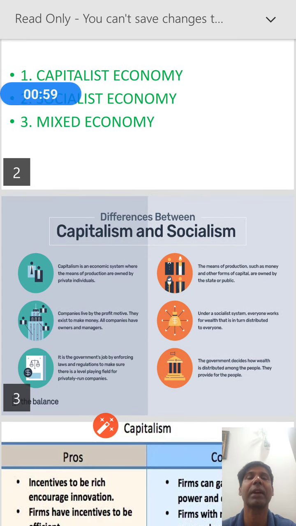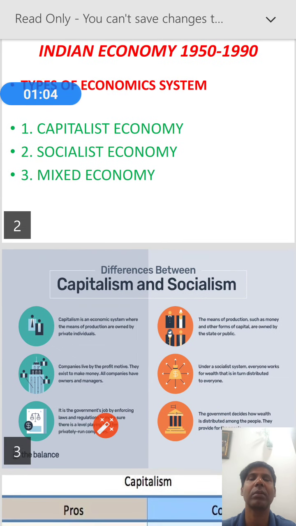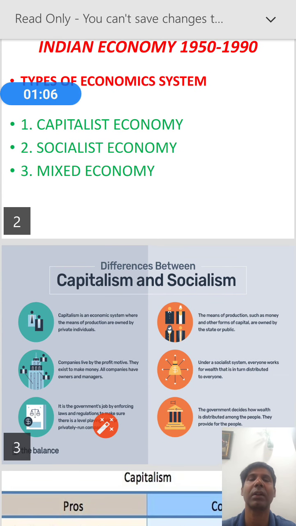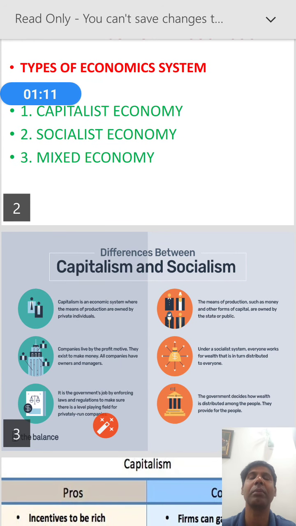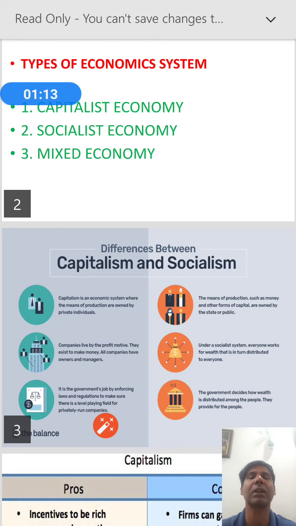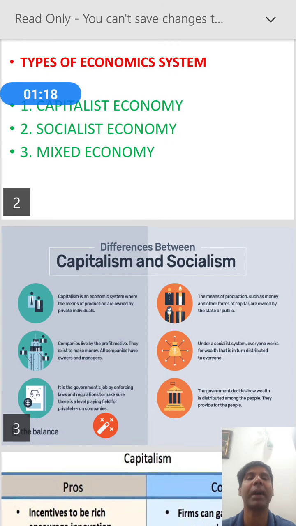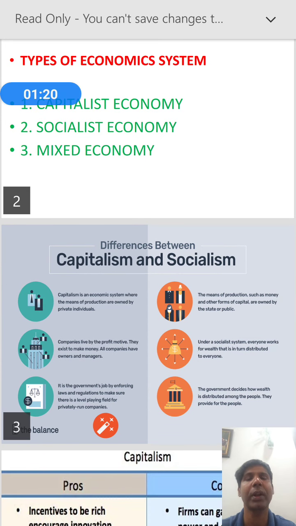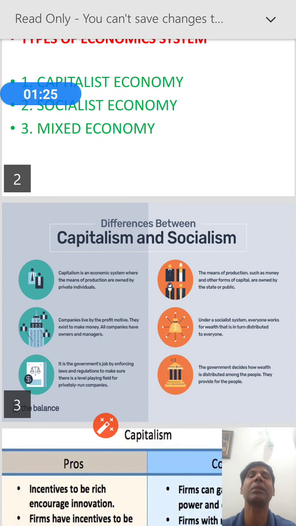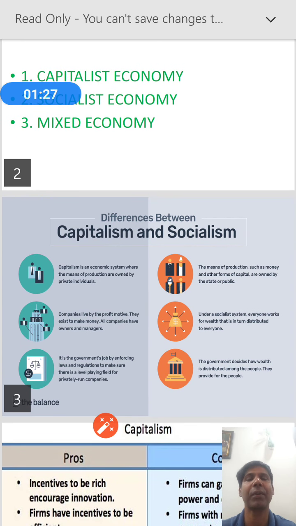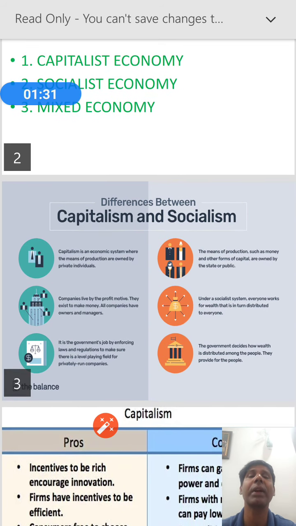Take the case of India. The capitalist economy, for example America, is totally privatized. All things, including railways, aircraft and even medical facilities, are private oriented. The socialist economy's best example is Cuba and China at present. Earlier it was the Soviet Union, now Cuba and China. Most of the things are under the control of government. And what is a mixed economy? Like India, private is there and the government is also there. Both play a major role in the economy.